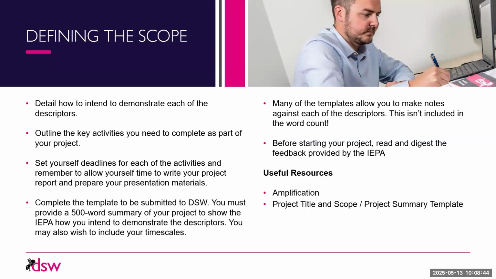So again, at the bottom of this slide, we also have some useful resources that will support you during this stage. So we have the amplification document there again, and we've also got the template. So sometimes you might find this is called a project title and scope. Sometimes it might be a project summary template. Sometimes it might be a project plan. That can differ depending on the standard. So please refer to the toolkit and it'll give you all the information that is relevant to your standard.